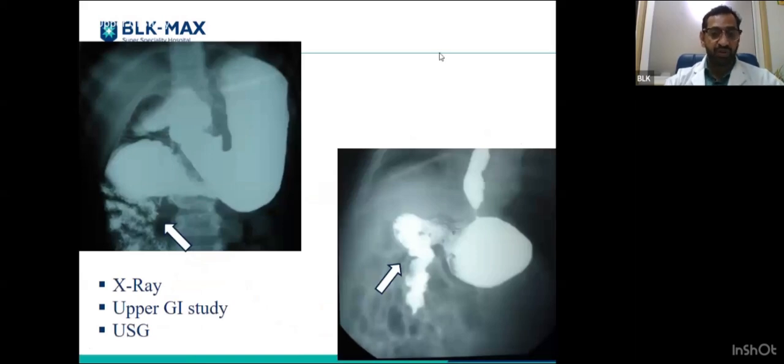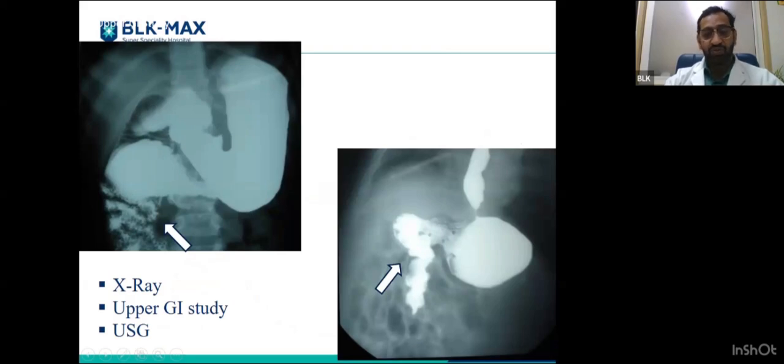So that's the upper GI contrast study, which was done in a child with suspected malrotation. The stomach is dilated, the duodenum is dilated, and the jejunal loops, which should be lying here on the left side, are lying on the right side. So the DJ junction is on the right side, which is a very classical presentation of malrotation. Similarly, in this picture, the DJ is lying on the right. So that's the jejunal loop starting here, DJ lying on the right side.